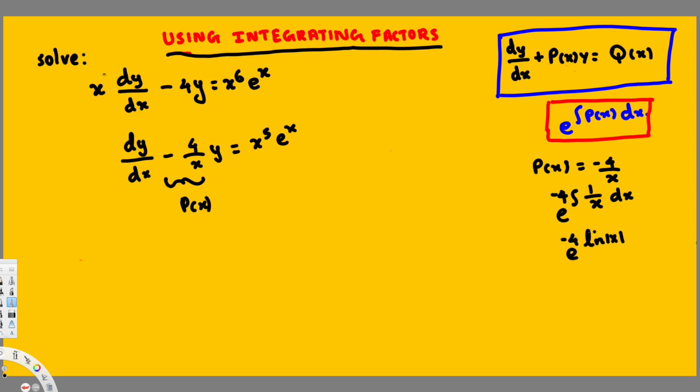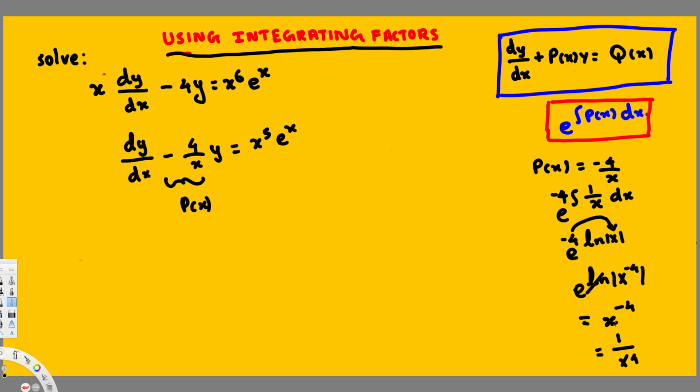If you want to cancel this e and ln, you have to move this negative 4 to the other side, so it becomes a power. So this is going to be e power ln x power minus 4. Now we can cancel this e and ln. This is going to be equal to x power minus 4 absolute value, but we don't have to worry about the absolute value because we don't need that one. So this is going to be 1 over x power 4.